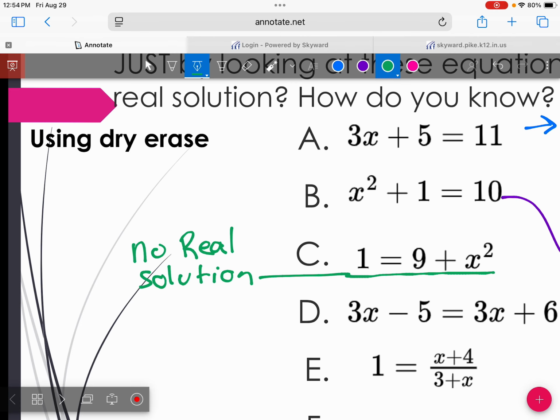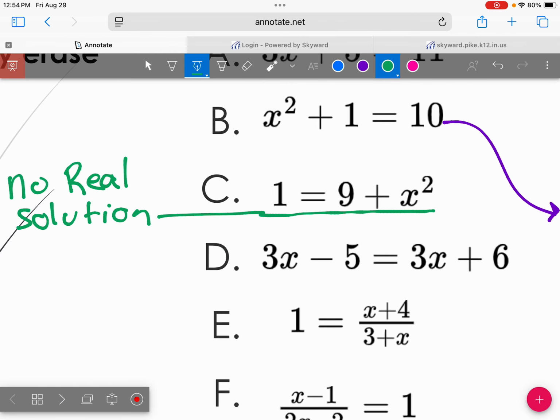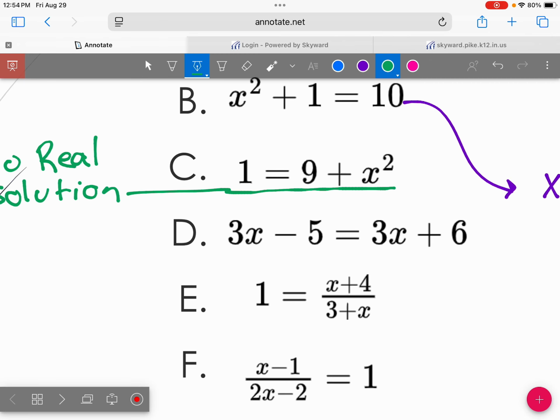What about something like D? What do you think about that? Is that going to have an answer? Look at that one. Okay, 3x minus 5 equals 3x plus 6. I'm just going to box this one. This one goes with this. What do you think about this? What do we notice about it?